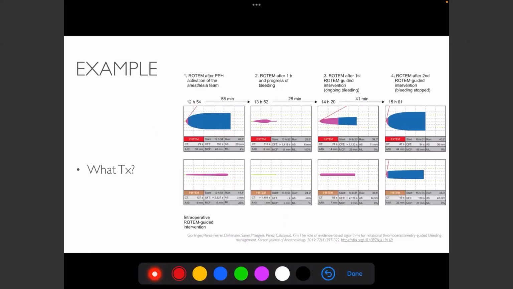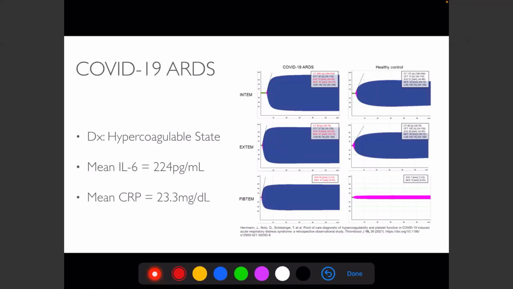So this was actually on COVID patients. I went too fast. Hold on, sorry, online. It's hopefully going back. Sorry, it's frozen. There we go. Okay, so this is COVID patients.